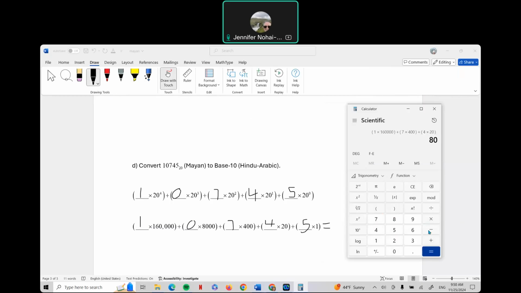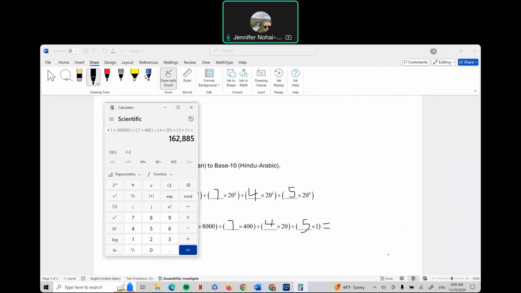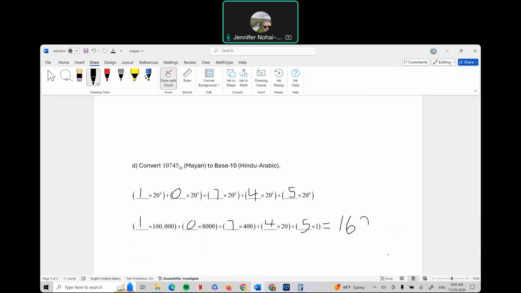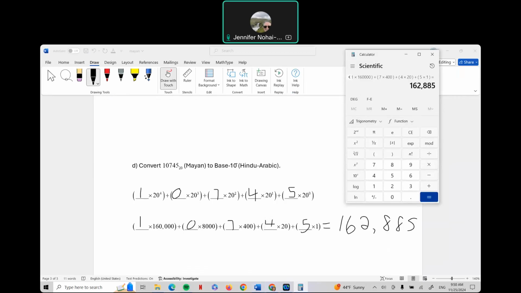4 times 20 plus, again, here I don't have to do 5 times 1 because I do know 5 times 1 is 5, but I want it to mostly match up to what I have minus that section with the 0. And so this number is 162,885. Excellent. So taking any based number and converting it to base 10 involves this set of expanded notation and the use of our calculator.